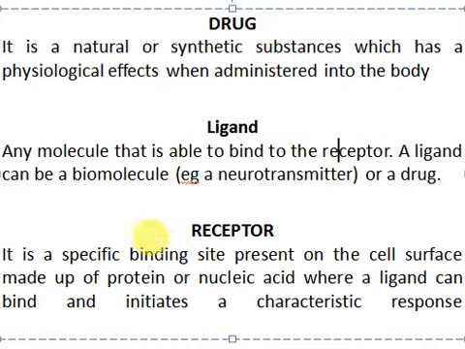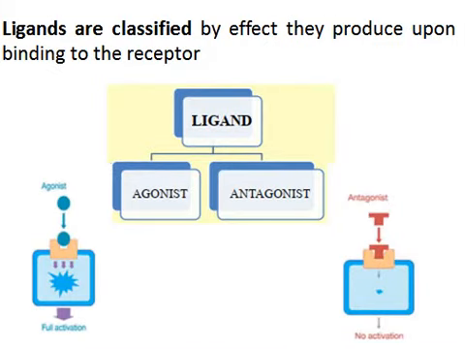Then what is a receptor? A receptor or the receptor site is a specific binding site that is present on the cell surface. The receptor is made up of proteins, or it can be made up of nucleic acid. This receptor is the site where a ligand can bind and initiate a characteristic biological response. So a receptor is a molecule that has some area on which your ligand will be able to bind. We saw that ligands are the substances that are able to bind with a receptor.